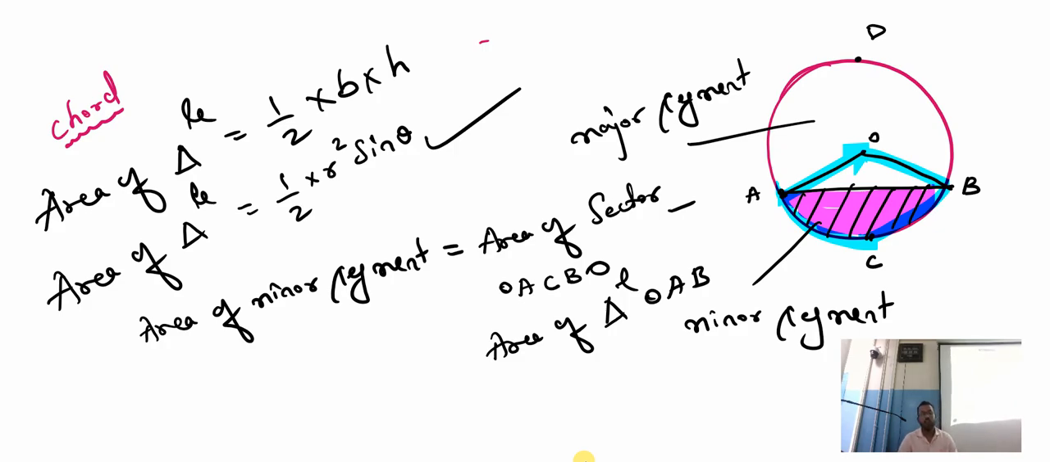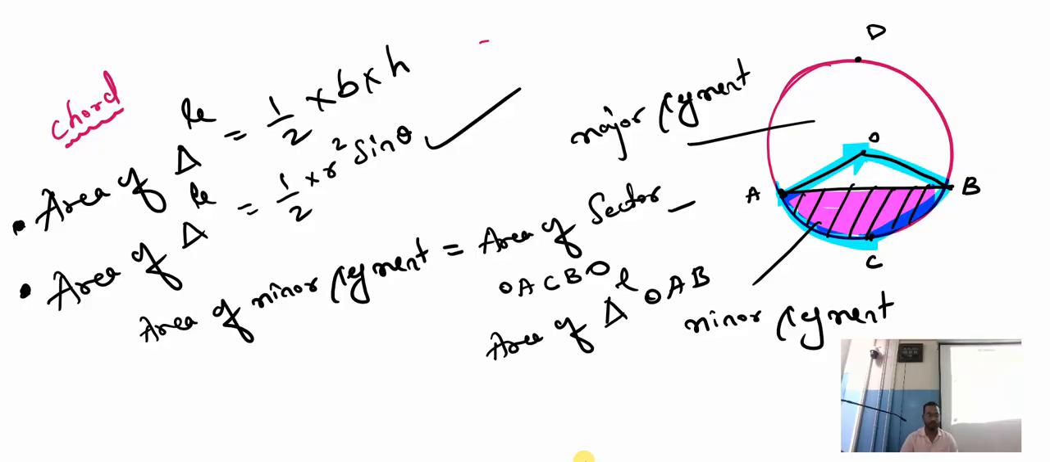Next line. Area of triangle is equal to half into base into height. One more formula to find the area of triangle, make a note. Area of triangle is equal to half into r square sin theta. This is how we find the area of triangle.